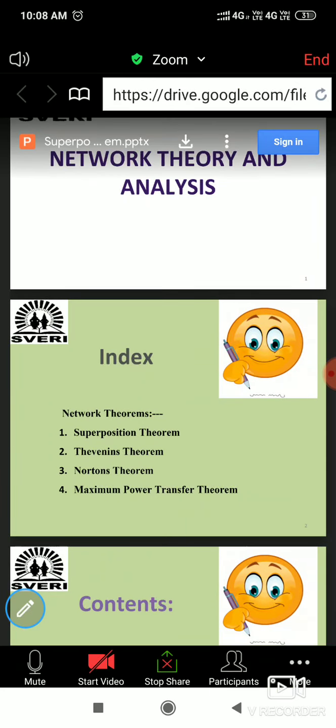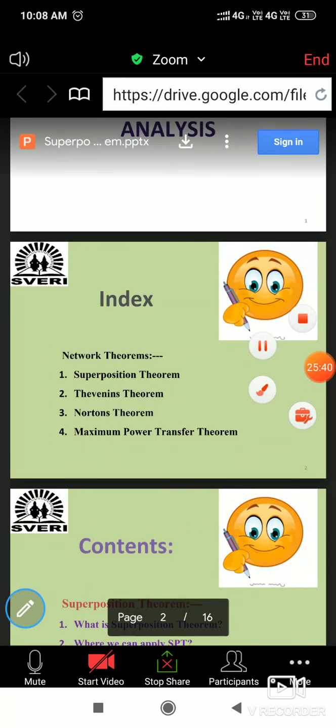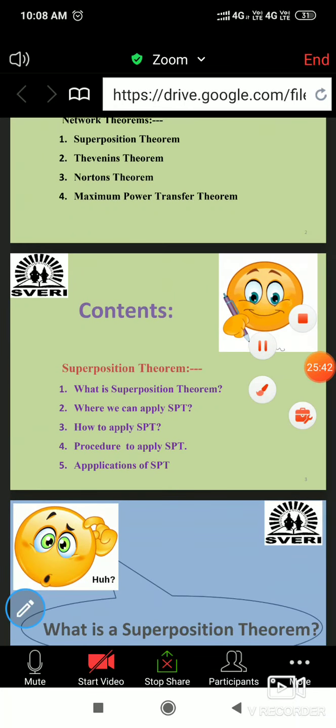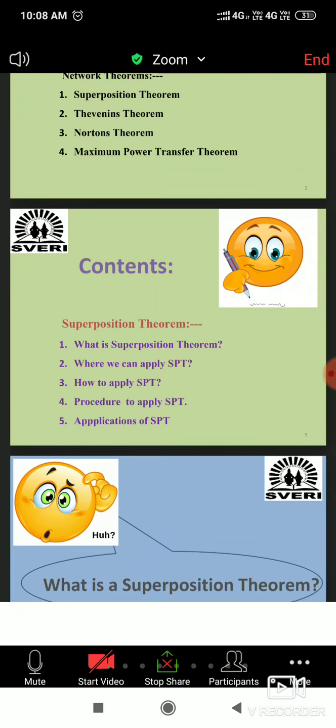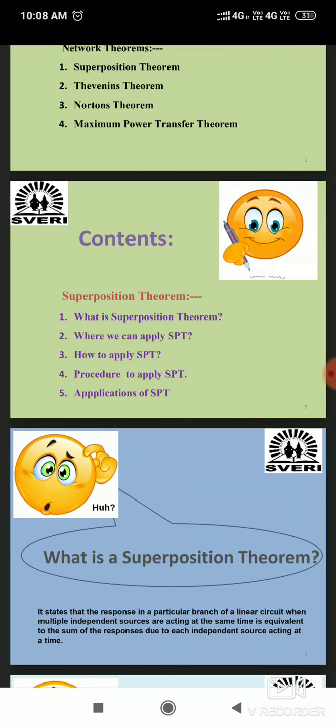The next one, so these are the four theorems: superposition, Thevenin's, Norton's, maximum power transfer theorem. So first of all, what will be the different points in the superposition theorem? First of all, what is the superposition theorem? Second, where we can apply this SPT. SPT is the short form of superposition theorem. So where we can apply SPT, how to apply SPT, what will be the procedure or steps to apply SPT.